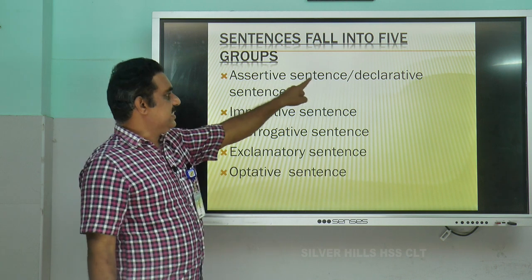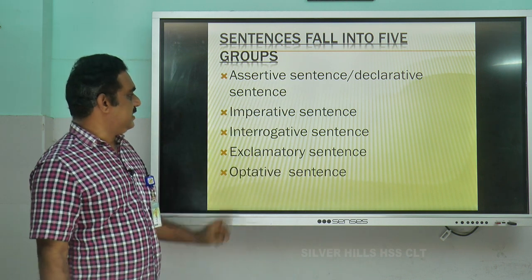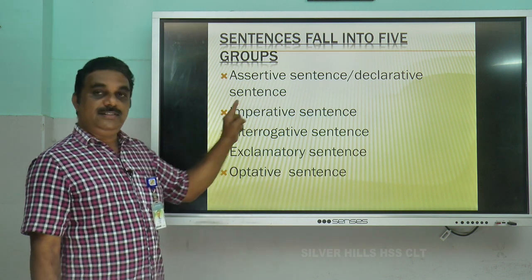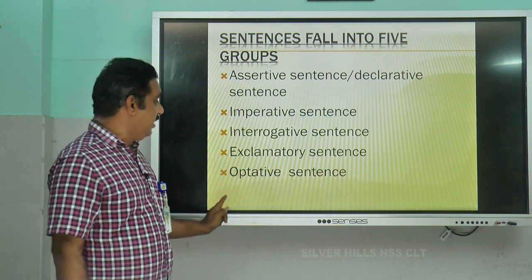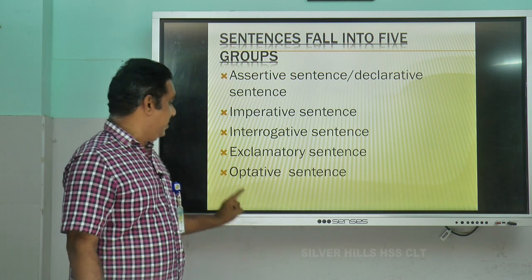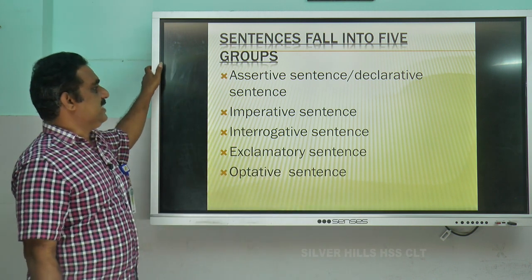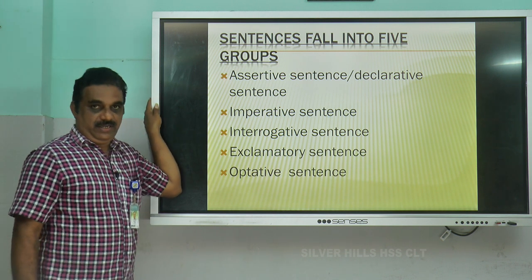So, in total we have 5 types of sentences, or sentences fall into 5 groups. First one, assertive sentence or declarative sentence. Second one, imperative sentence. Third one, interrogative sentence. Fourth one, exclamatory sentence. And fifth one, optative sentence.